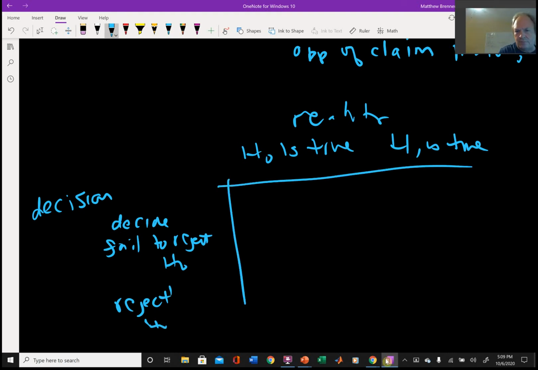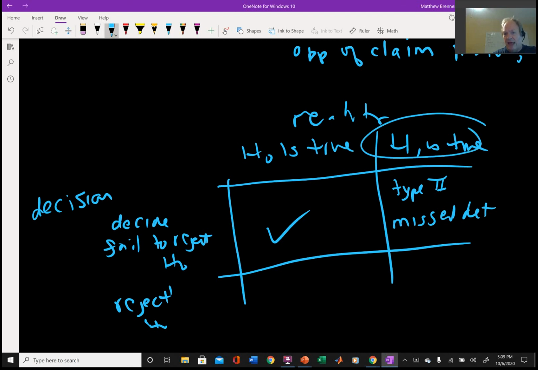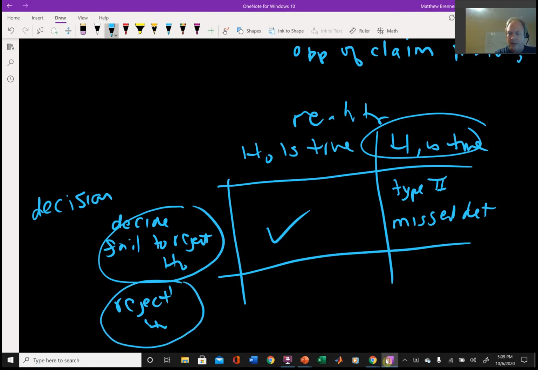Okay? So when the null is true and we fail to reject the null, we're okay. When, however, we fail to reject the null, in other words, we go with the null and the alternative is true, this is called a type 2 error. This is sometimes called misdetection. In other words, something actually happened, but we decided nothing happened, okay? A type 1 error is when we reject the null. We say something happened and nothing happened. Sometimes people call it a false positive.